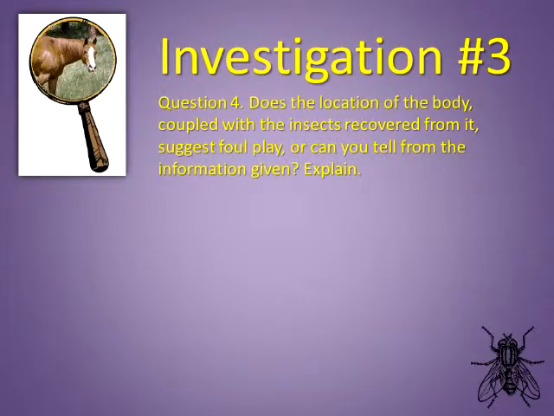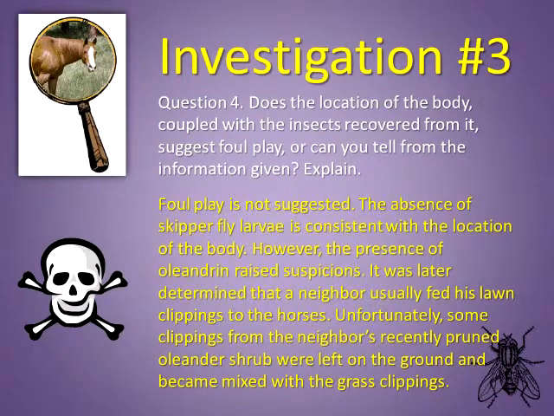Question 4. Does the location of the body, coupled with the insects recovered from it, suggest foul play, or can you tell from the information given? Explain. Foul play is not suggested. The absence of skipper fly larvae is consistent with the location of the body. However, the presence of oleandrin raises suspicions.